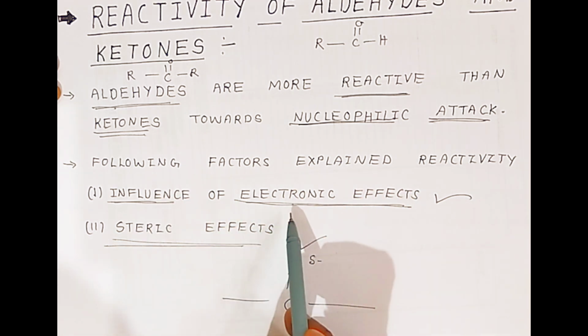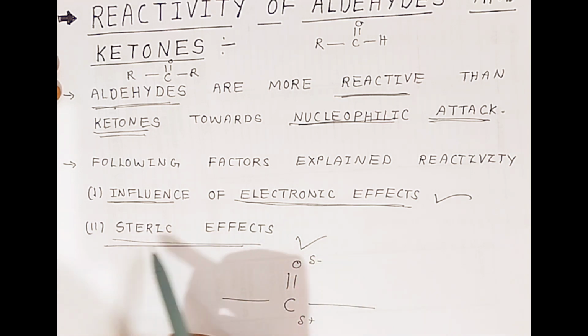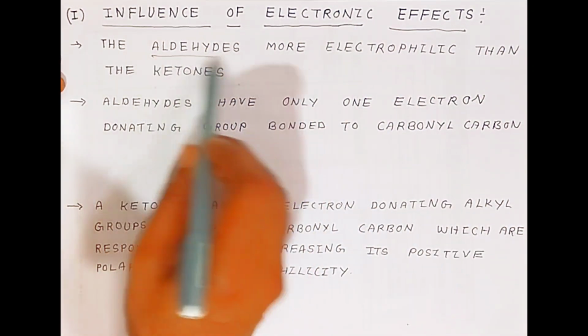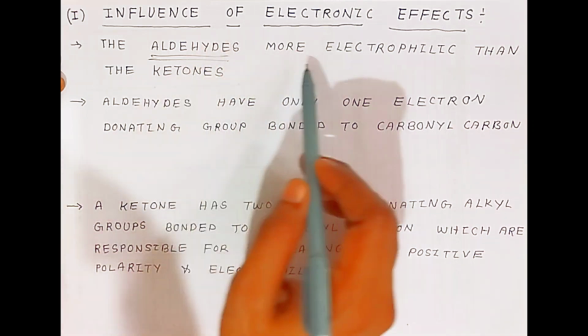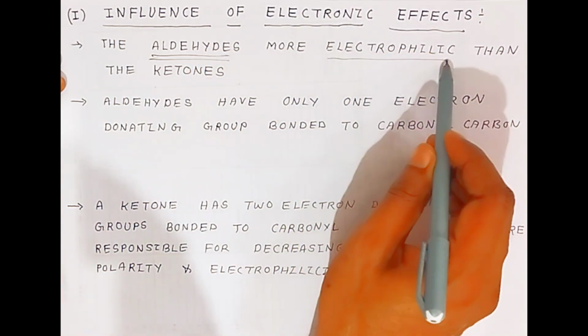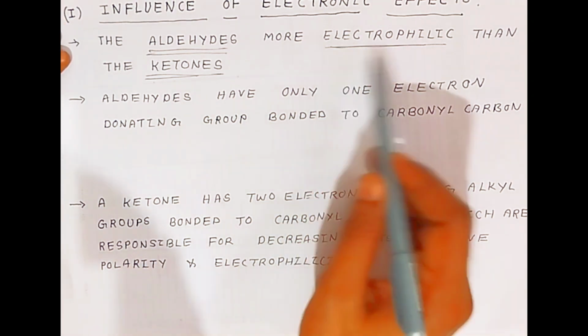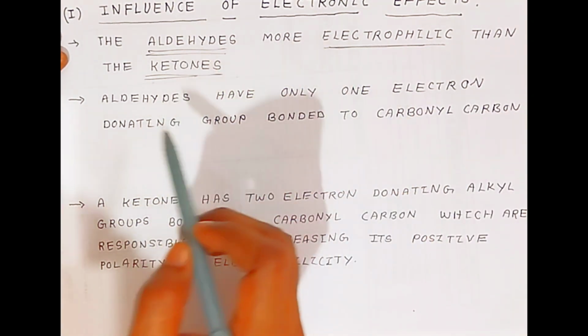Now we are going to see the factors which affect the reactivity of aldehyde and ketone. The first one is the electronic effect. If it is an aldehyde, what will be the electronic effect? If it is a ketone, what will be the electronic effect? Then we will see the steric effect of aldehyde and of ketone. Aldehydes are more electrophilic than ketones. Mind well, students, aldehydes are more reactive as compared to ketones.